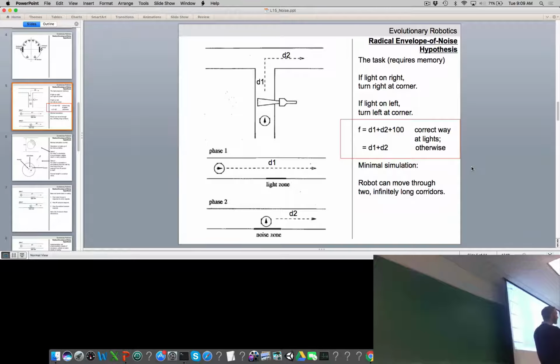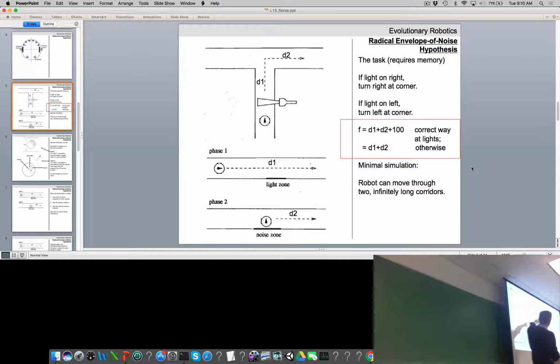If it happened to turn and move in the correct direction, it gets an additional 100 points. So by putting D1 and D2 in the fitness function, we're rewarding the robot for traveling up the T and making some decision at the top. Doesn't matter left or right. So get some points for D2. If you made the right decision, you get these extra 100 points.